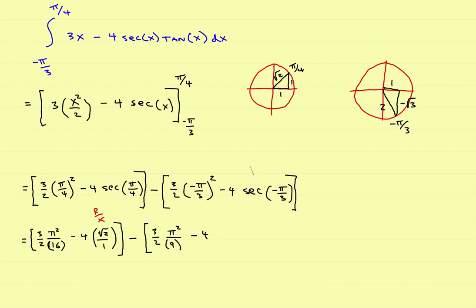Well, again, the secant is r over x. So r is 2, x is 1. This will turn into 2 over 1.